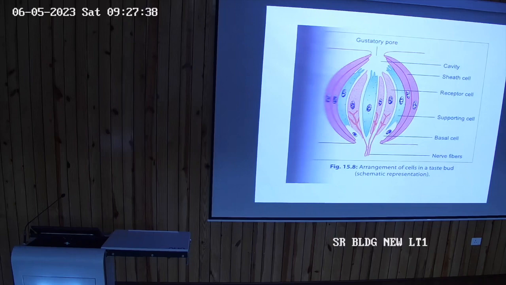Another, the second cell, is the supporting cells, which are also named sustentacular cells. Their function is to provide support to the gustatory cells.